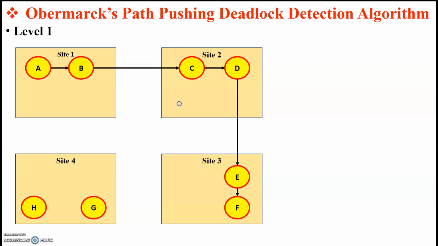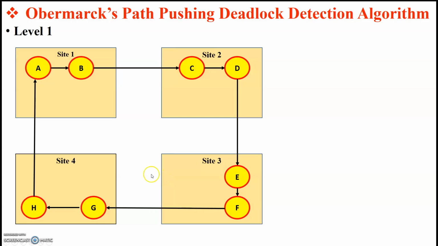E is waiting for F. F for G, which is external. G for H, and H is again waiting for A, wherein A is external to H. So this is just a scenario of distributed systems that is given over here.